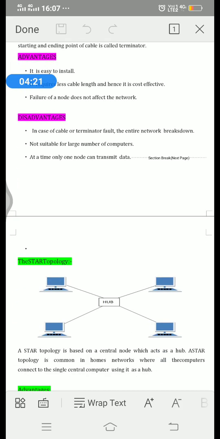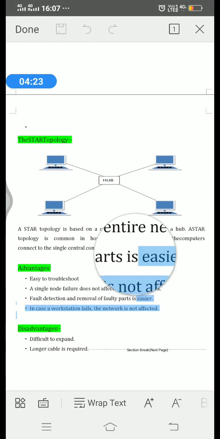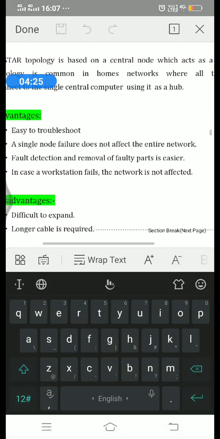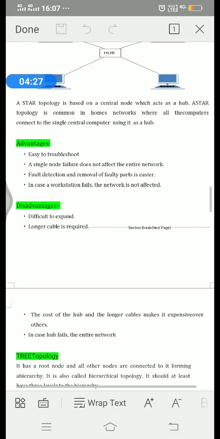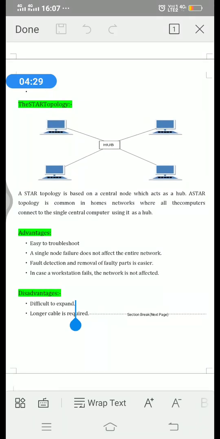Okay, next one is star topology. You can easily see in this topology what happens. We have multiple computers, we have one device that is called either hub or switch through which we connect all the computers. Fine, students. A star topology is based on a central node which acts as a hub.